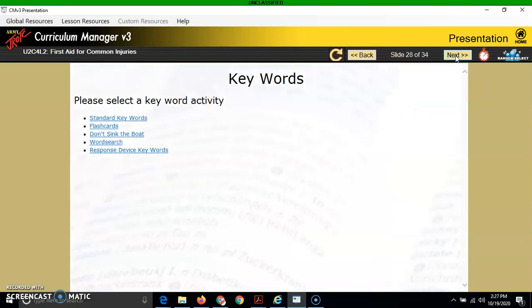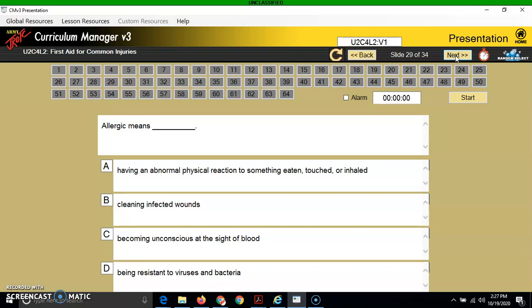Okay, let's go through these questions in order to complete this block of instruction. Allergic means having an abnormal physical reaction to something eaten, touched, or inhaled; cleaning infected wounds; becoming unconscious at the sight of blood; or being resistant to viruses and bacteria. And the answer to that is A, having an abnormal physical reaction to something eaten, touched, or inhaled. Allergic reaction.